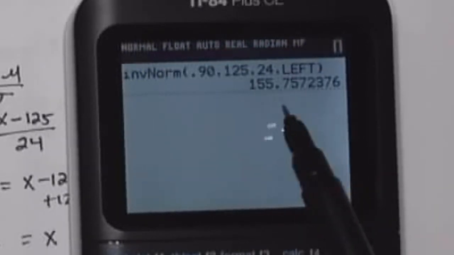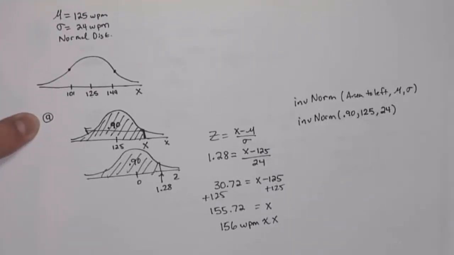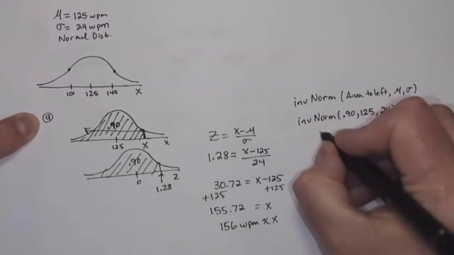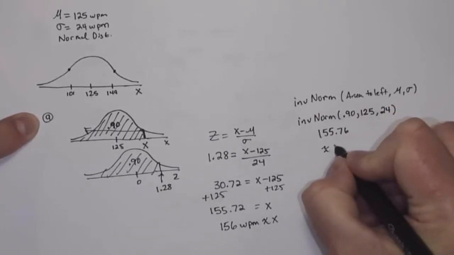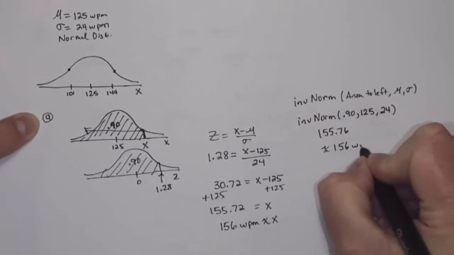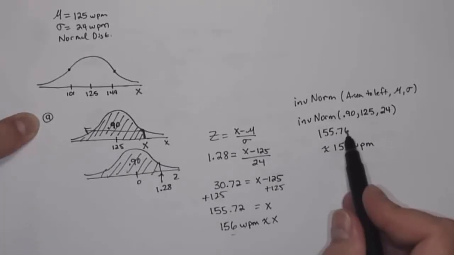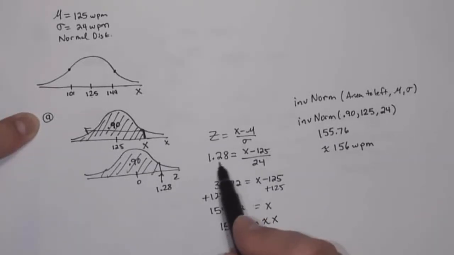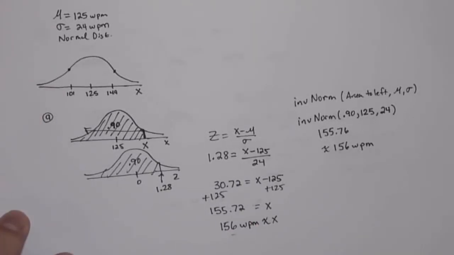And so I get our result, 155.76, which is about 156 words per minute, which agrees with the result we obtained before. Now notice that it was off in the hundredths place, but that was because we had to round. We didn't get exactly 0.90 when we used the table, and so that's the reason for the discrepancies, the rounding.